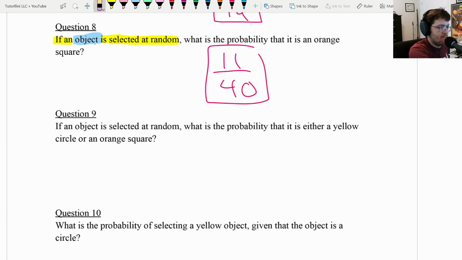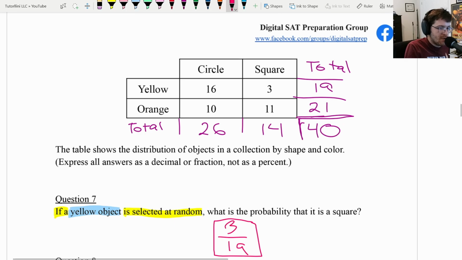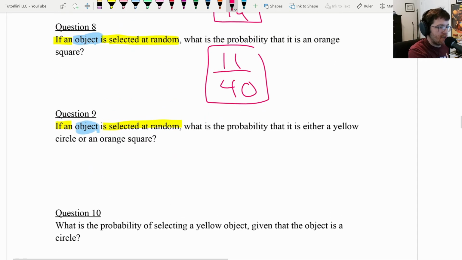Okay, question 9. So it says if an object is selected at random, just like the last one, that's not really a target group. They're all objects. So we're going to use the grand total, 40, which is in the bottom right. So let's circle him. And then it says, what is the probability that it's either a yellow circle or an orange square? So we're going to find the counts of each of those and then add them to get the desired, just like we did in the slides.